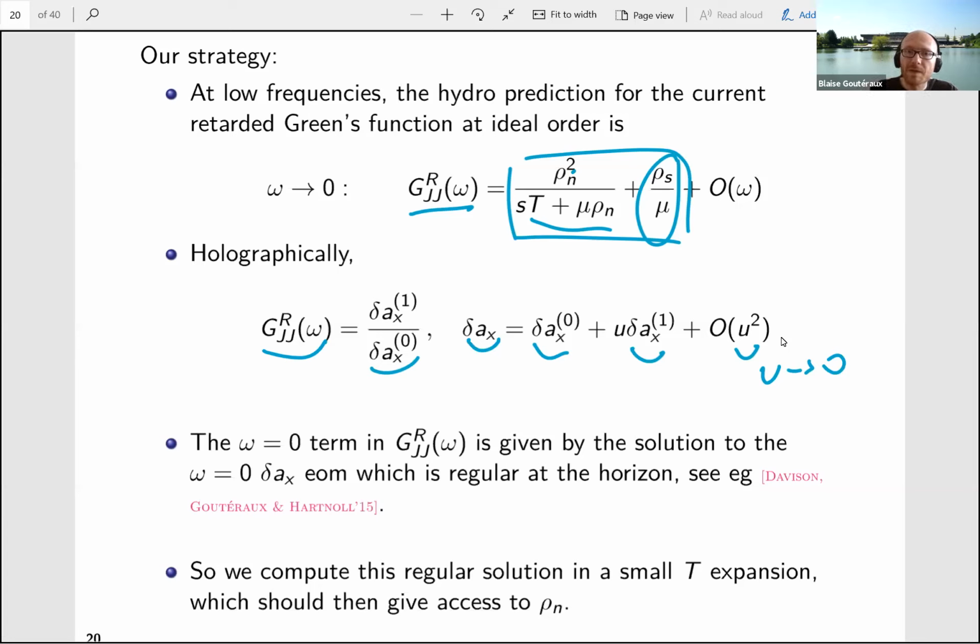Now, since here we care about thermodynamics, we can actually work at omega equals 0, at 0 frequency. For people that know a bit more about AdS/CFT, what we compute is the solution to the omega equals 0 equation of motion for delta A_x which is regular at the event horizon. Regularity means regularity in Eddington-Finkelstein coordinates. So we compute this regular solution in a small temperature expansion, and that does give us access to the normal density at low temperatures.